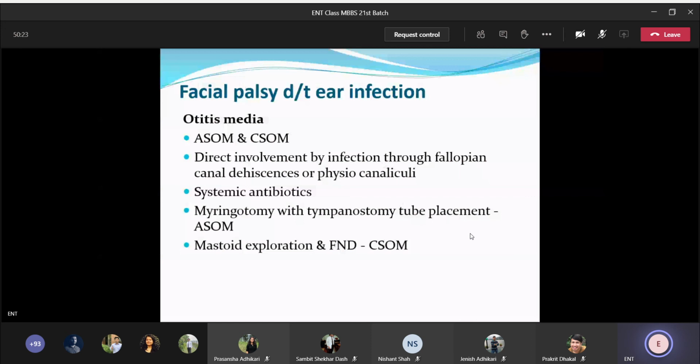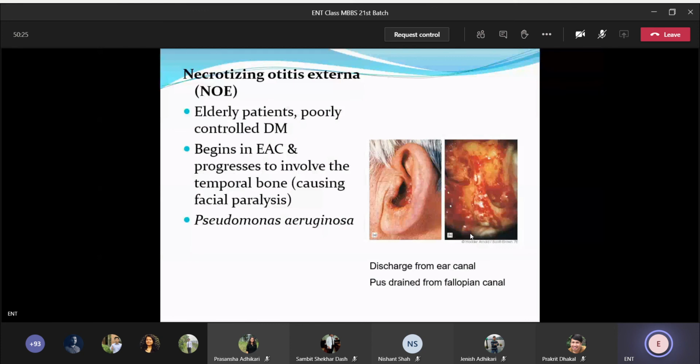So another cause, necrotizing otitis externa. The patient is an elderly, poorly controlled diabetic. It begins in the external canal, progresses to involve the temporal bone, and the organism is most commonly Pseudomonas aeruginosa.